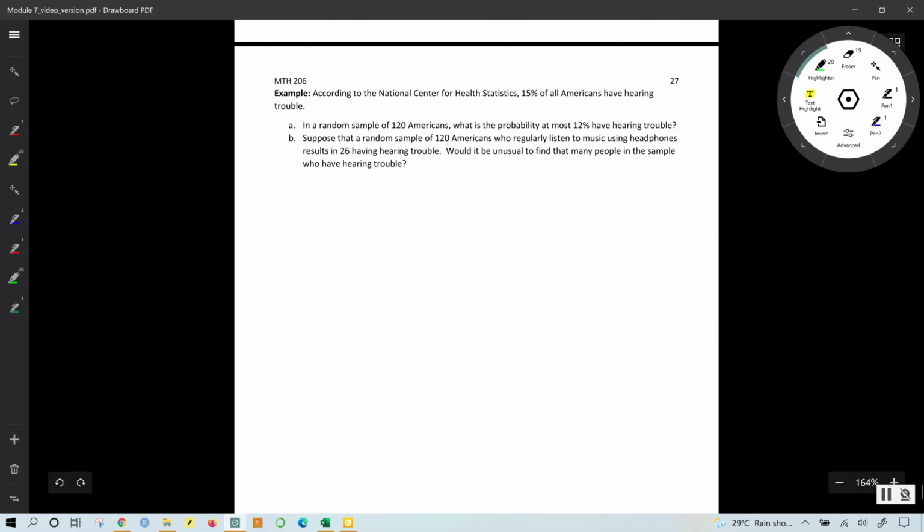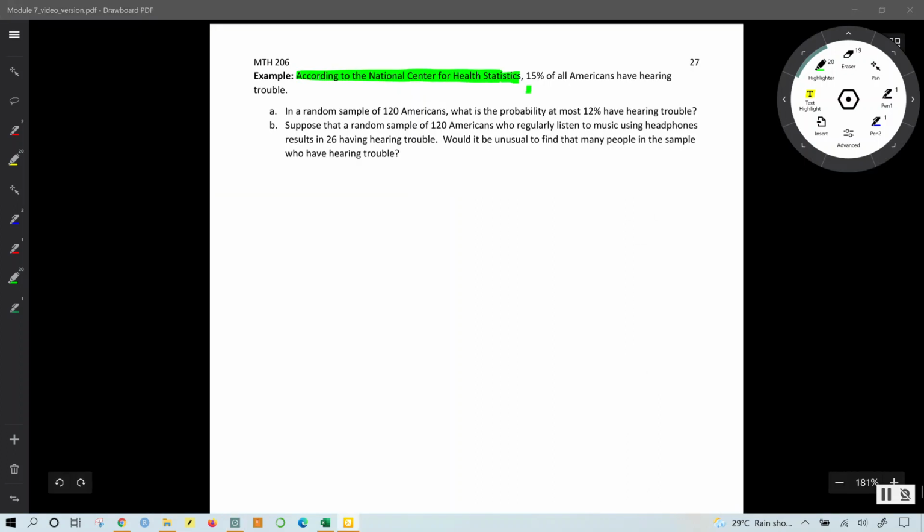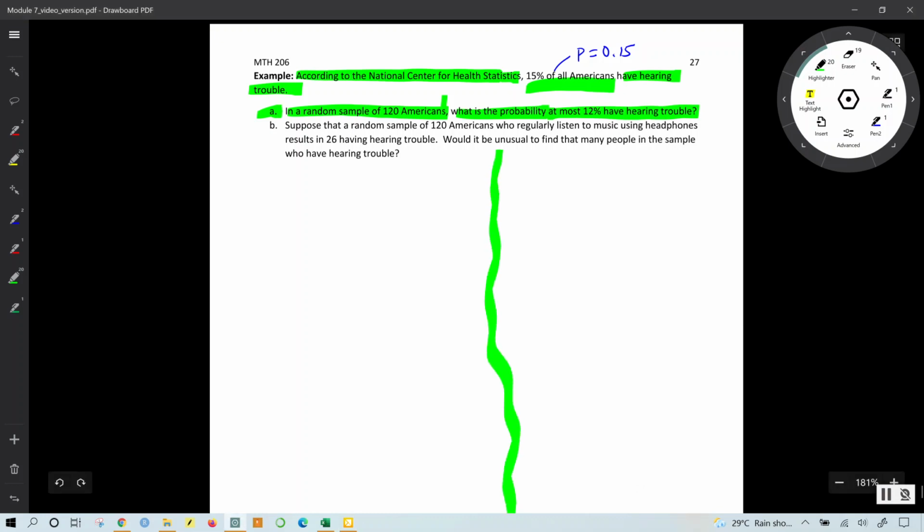In this question, we're told that according to the National Center for Health Statistics, 15% of all Americans have hearing trouble. So in the general population, the population proportion is 0.15. Now, for question A, in a random sample of 120 Americans, what is the probability that at most 12% have hearing trouble? So from the question, let me split this into two columns.